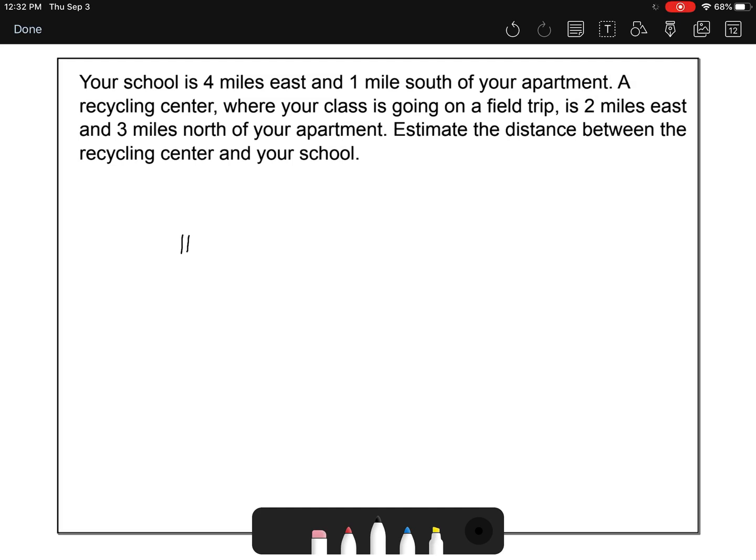Okay, here's a little problem. Here's your apartment building, home. Your school is 4 miles east and 1 mile south. So this point is your school. Your school then is over 4 down 1. So it's 4, negative 1.